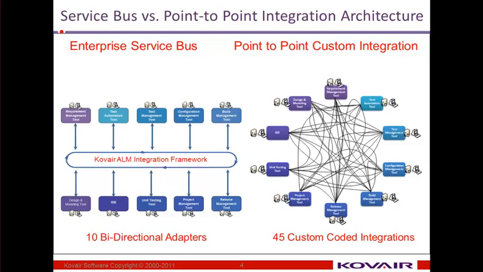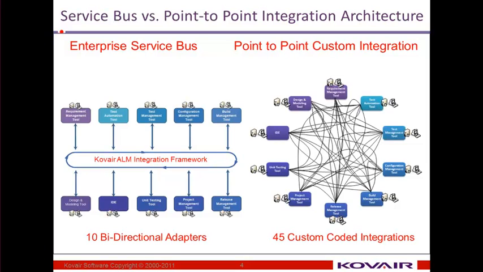Now, if you have 10 tools, as you can see in a point-to-point custom integration, for every pair of tools you have to create that integration. So it actually creates kind of a rat's nest there. On the other hand, for an enterprise service bus, which is using the middleware, you just need 10 different adapters.